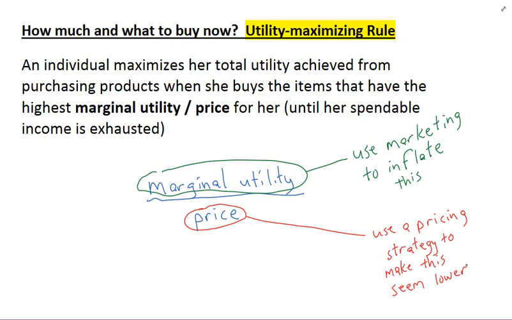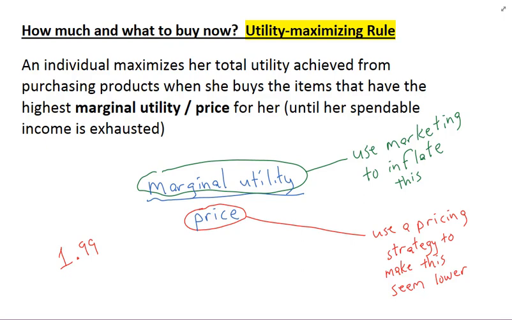Or of course the strategy of using the 99-cent, which is an old strategy. Instead of charging $2, charge $1.99. Now technically it's a penny lower, but in the mind of people it's much lower than $2.